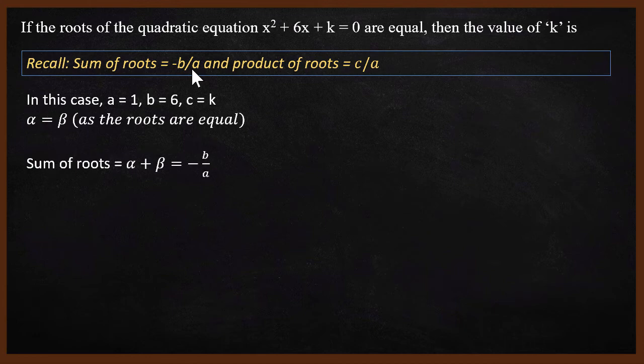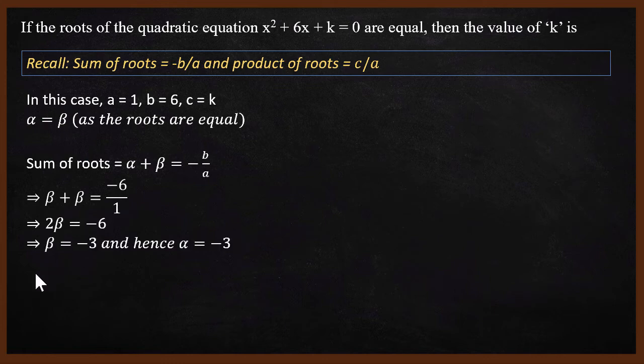If I call the roots alpha and beta, they are the same. Now, what is the sum of roots? Sum of roots is minus b by a. Since the roots are equal, I can substitute both as beta. So you have beta plus beta equals minus 6 by 1, substituting b for 6 and a for 1. You get 2 beta equals minus 6, and hence beta equals minus 3. In other words, since both roots are the same, alpha equals beta equals minus 3.